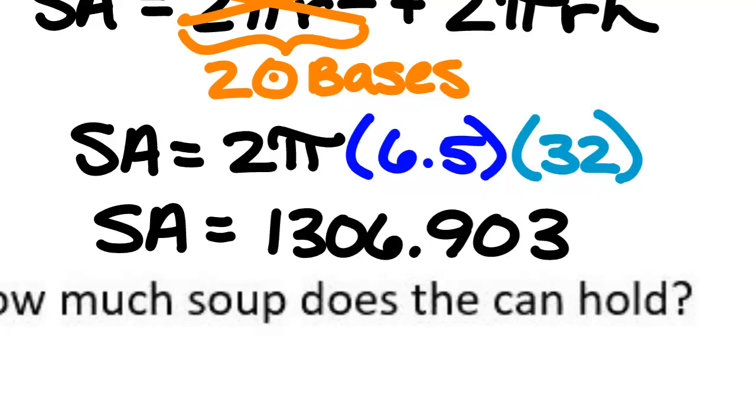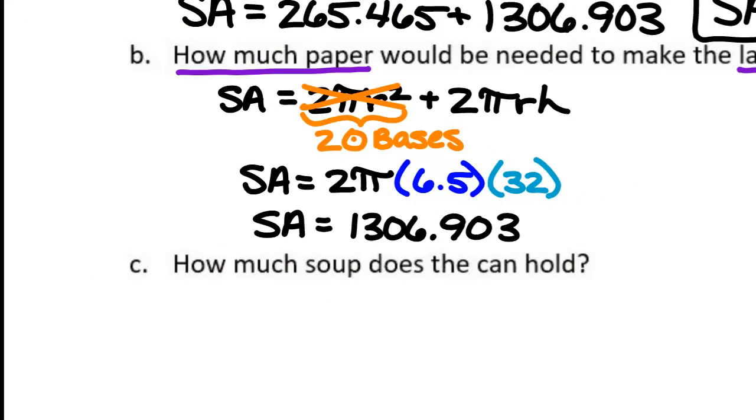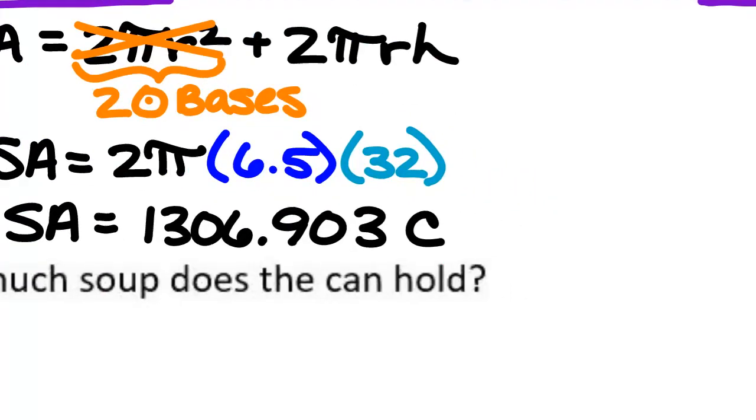1306.90, and then I think it's a 3 after that, right? What kind of units should we put with that? Centimeters squared, because that is still area. What comes after the 2? What did you say? A 5. That would round it up to a 3.